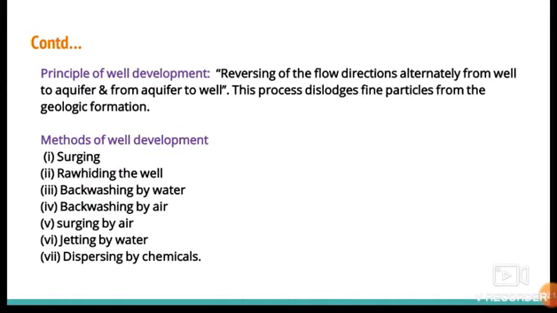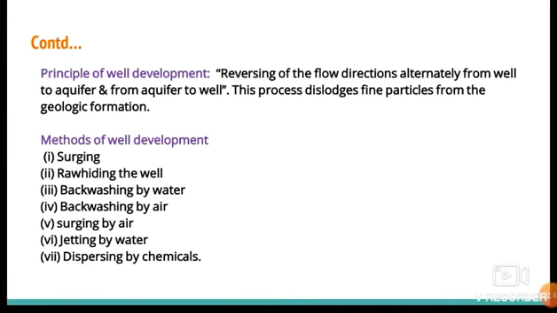Reversal of flow directions. You can just imagine that you have to first pump in water, and then that water should be pumped out. This is known as reversal flow. We are pumping in something and we are pumping out something. So what will happen when we are pumping in? That will be fresh water. When we are pumping out, that fresh water will combine with all these fine particles and it will be sucked out. So all the fine particles will be removed. So this is the case of well development.